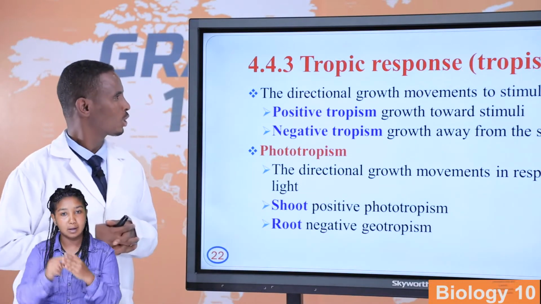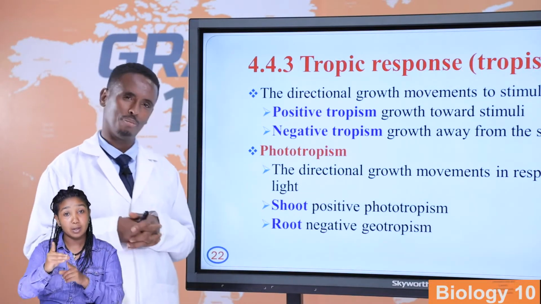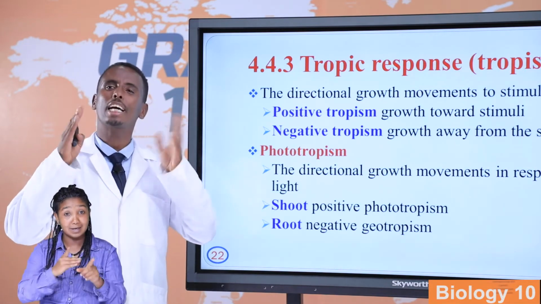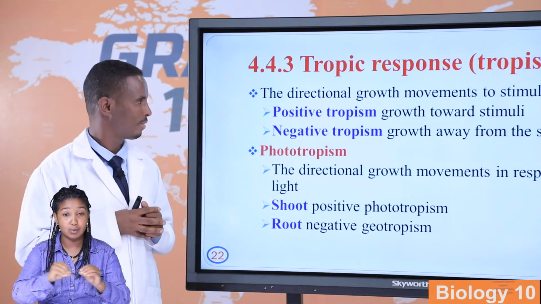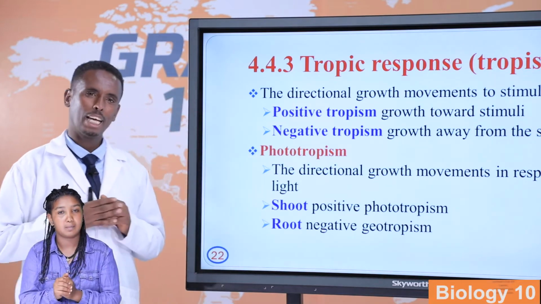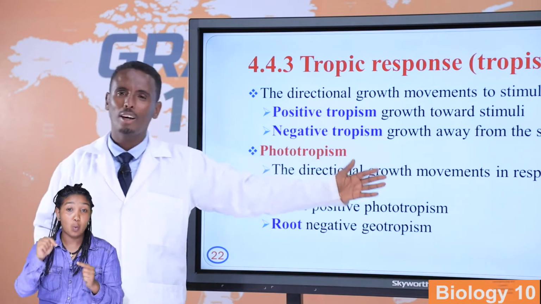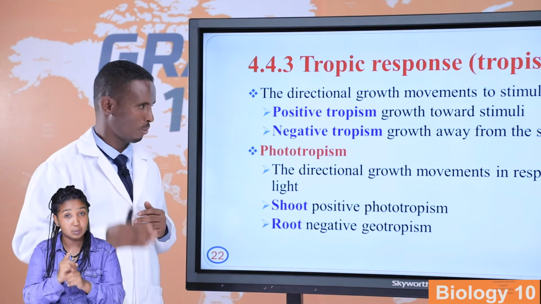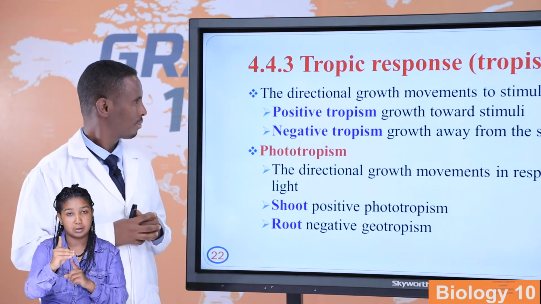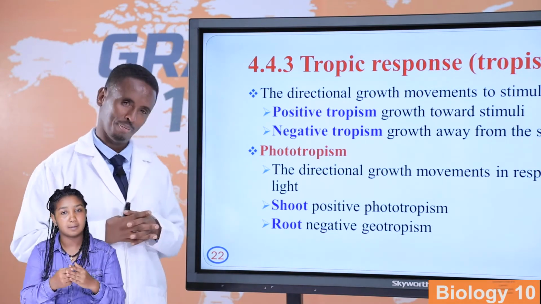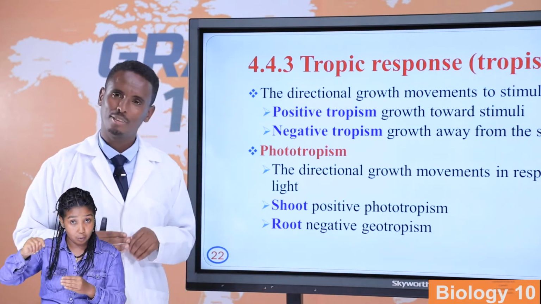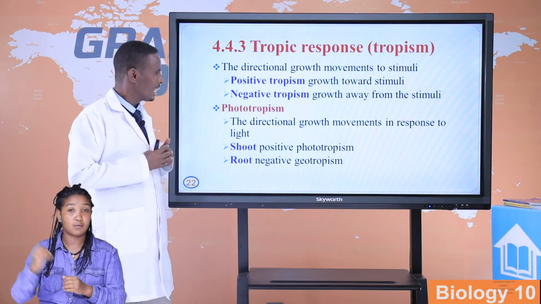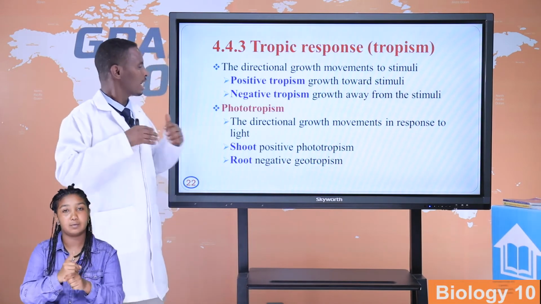So let's start the tropic response or tropism. What do you mean by tropic response or tropism? The directional growth movement of plants to stimuli. It can be toward the stimuli or away from the stimuli. Plants respond to unilateral stimuli, one direction stimuli. Let's start with phototropism. Photo means light. Tropism is directional movement. So phototropism is the directional growth movement in response to light.